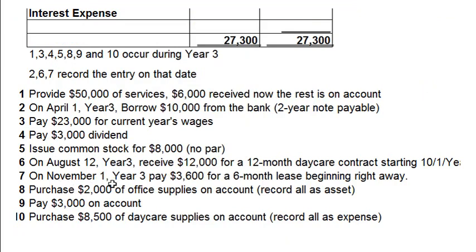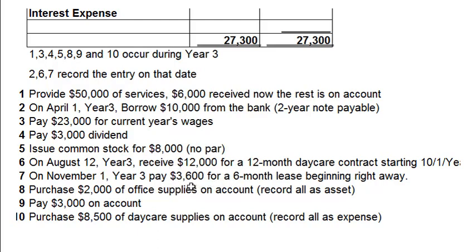On November 1st, Sample Daycare pays $3,600 for a 6-month lease. So it's $600 a month, and the lease is beginning right away on November 1st. Once again, we have incurred a cost. We want to ask ourselves, is it an expense? Is it an asset? It's an expense if we'll use all the benefit up before the end of the accounting period. In this case, the lease begins on November 1st. It's a 6-month lease, so it's going to run through April of year 3.